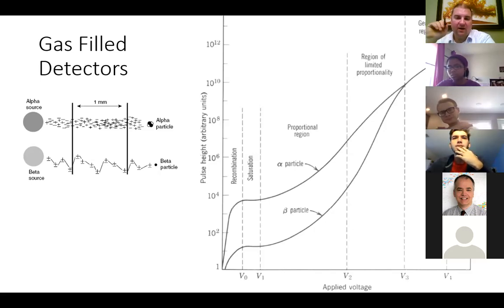When you go higher into voltages, you get into this region of limited proportionality where there's not necessarily a nice ratio between the amount of charge collected and the amount of charge produced. So we don't use that region a lot for detectors. And then you get into the Geiger region. Notice that the alpha particle pulse height and the beta particle pulse height meet in the Geiger region. And you get a single pulse height for a single voltage, no matter whether it was an alpha particle or a beta particle. Okay.